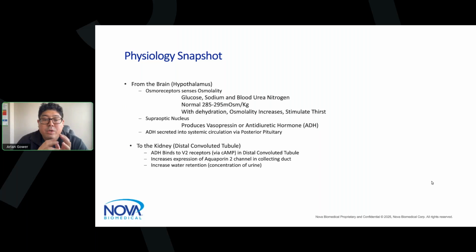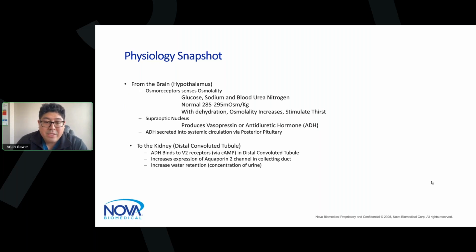The physiology of diabetes insipidus is important to understand in order to appropriately work these patients up. The hypothalamus is responsible for sensing the body's osmolarity through osmoreceptors. Remember, osmolarity is calculated using glucose, sodium, and primarily BUN. So when the body is outside of this normal osmolarity range, let's say if it's too high, a thirst drive is stimulated, and the patients will respond by drinking more water.